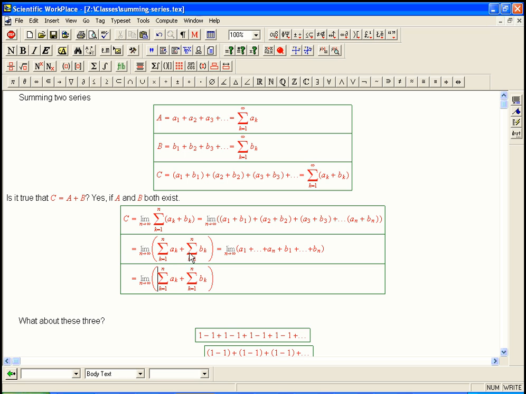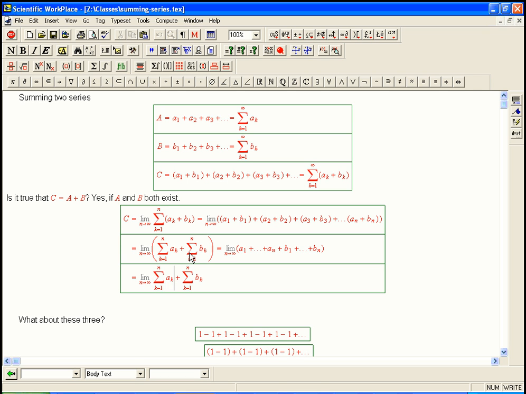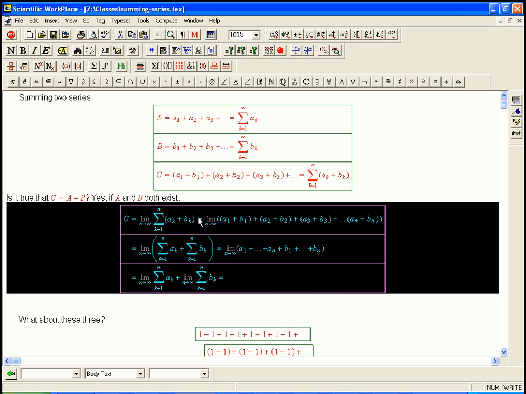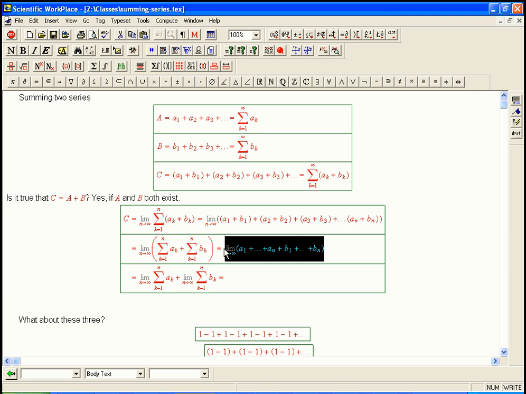plus a separate limit of the sum of this guy. And over here, that would be in just a little more friendly notation, the limit of the sum of this guy.